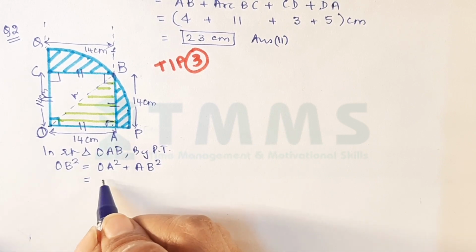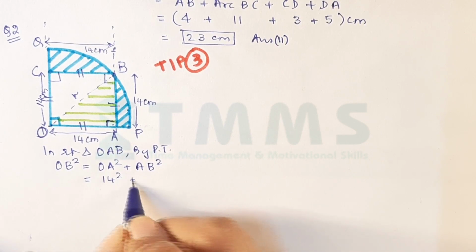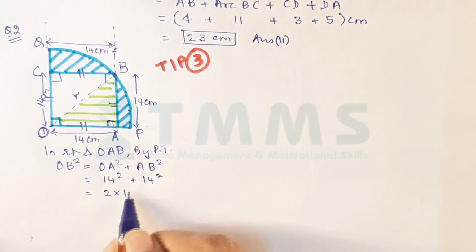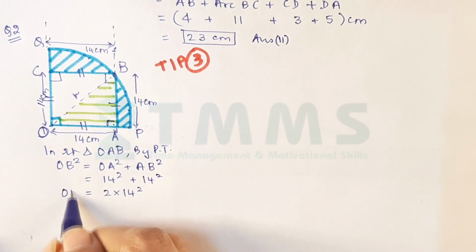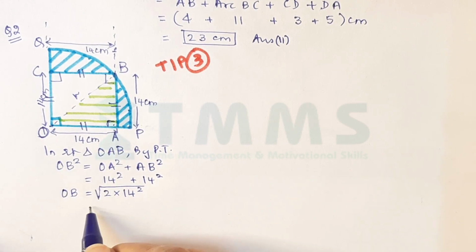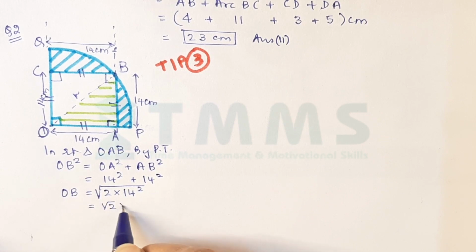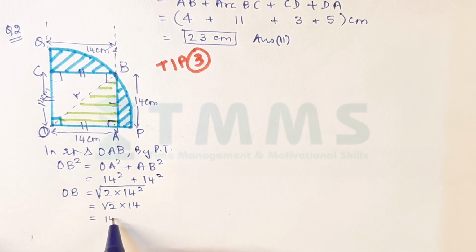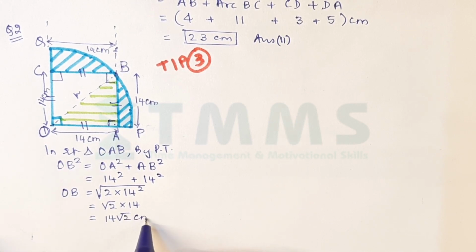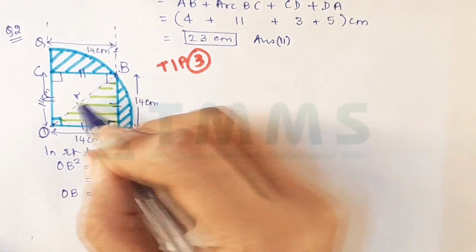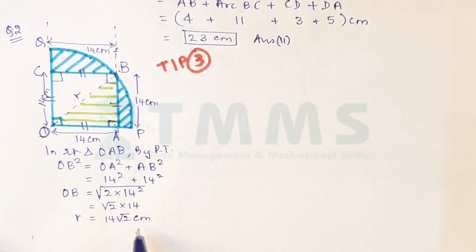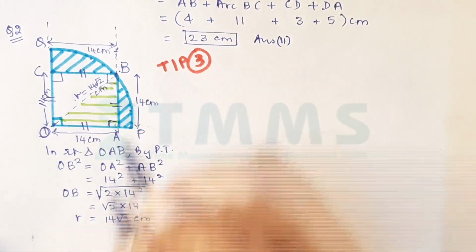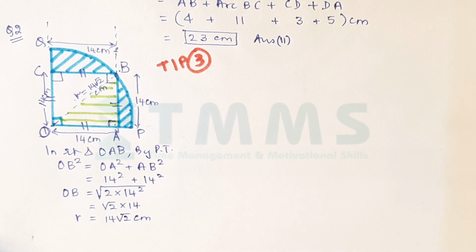Now, OB squared will be 14 square plus 14 square. That gives us 2 multiplied by 14 square. So OB is going to be under root of that, which is 14 root 2 centimeter. But OB is the radius. So we write radius here, and here also we will write 14 root 2 centimeter. So we understood how to use tip number 3.